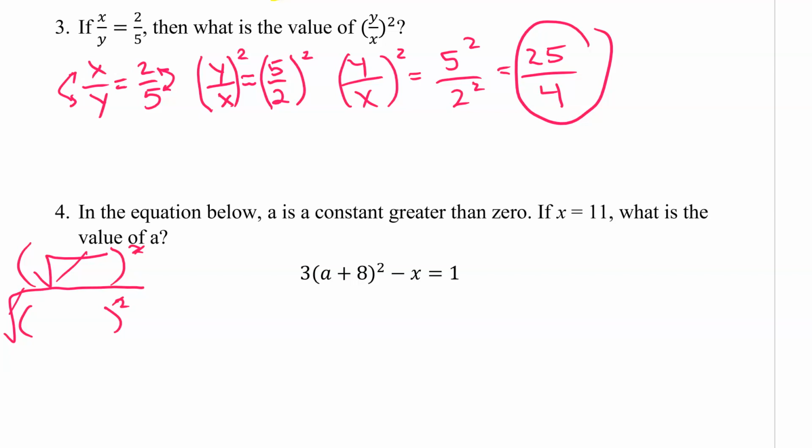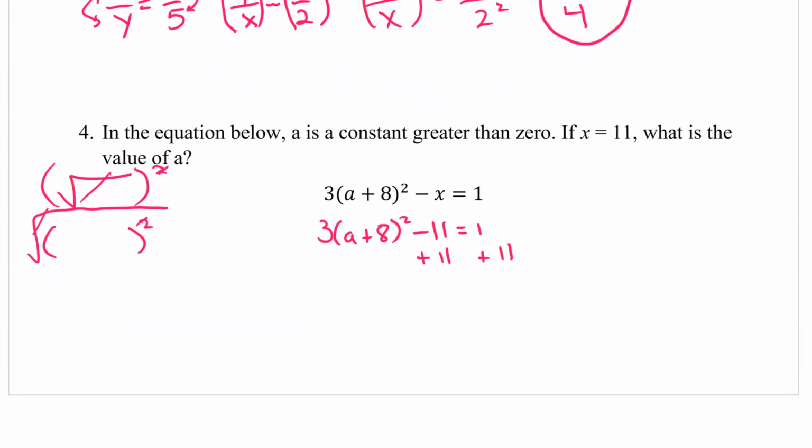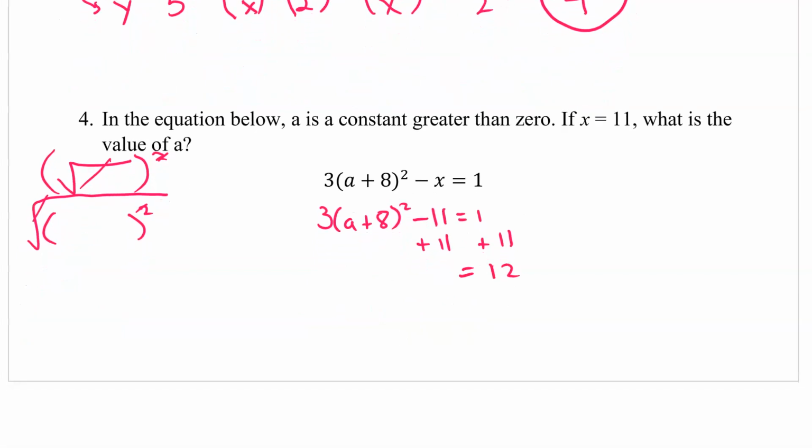So x is equal to 11, so we're going to replace x in our equation with 11. And our goal is to isolate that a. So we've got to add 11 to both sides. So I've got 23. Oh, I messed this up. That's 1 there. All right, 12. These cancel, so I've got 3 times a plus 8 squared. I'm trying to isolate that a plus 8 squared, so I have to divide both sides by 3. All right, 12 divided by 3 is 4.